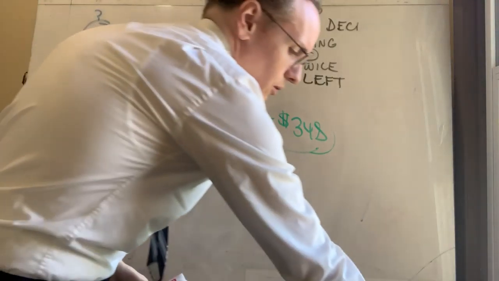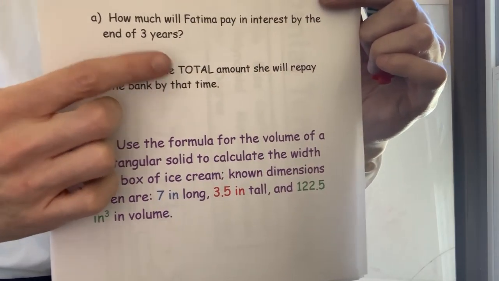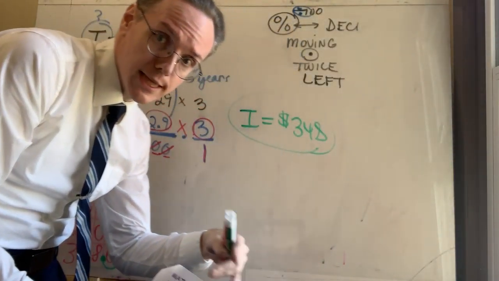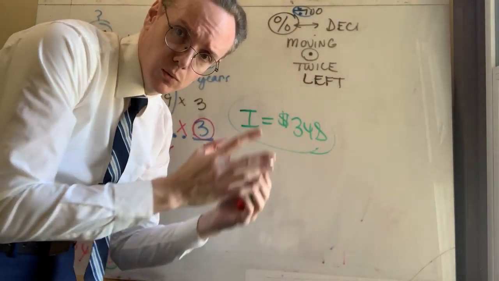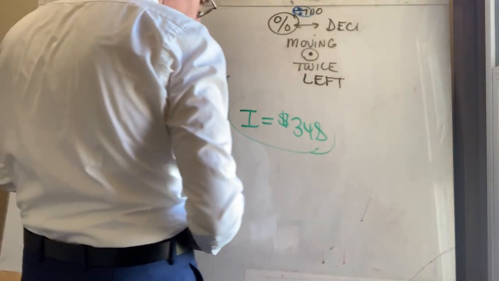The second part of the question is this: what will the total amount be owed? That is, the amount you borrowed to begin with and the interest. There's a formula for that. You don't really need to know it. You could intuitively probably figure that out. But here is a formula if you like.